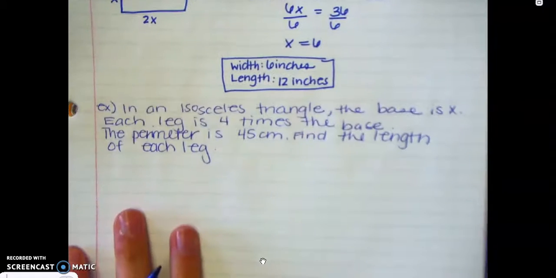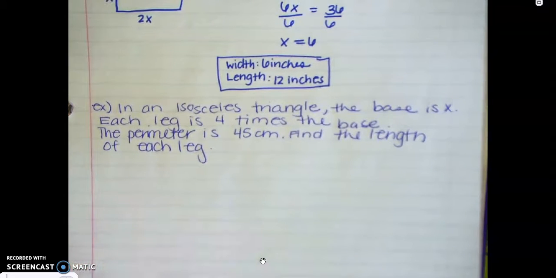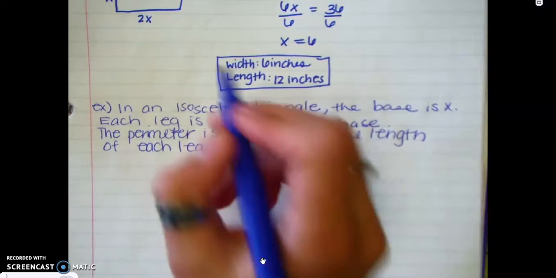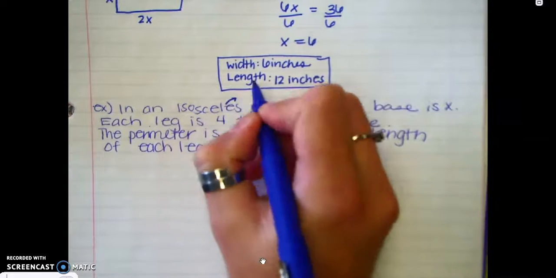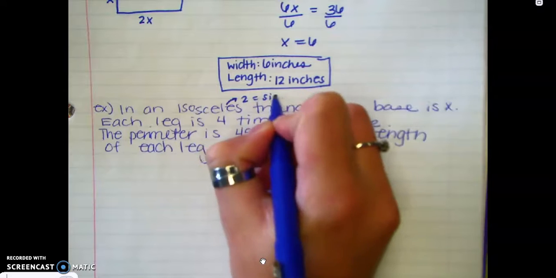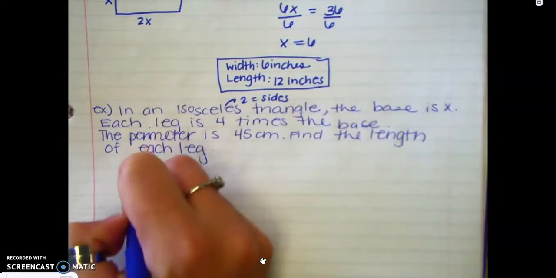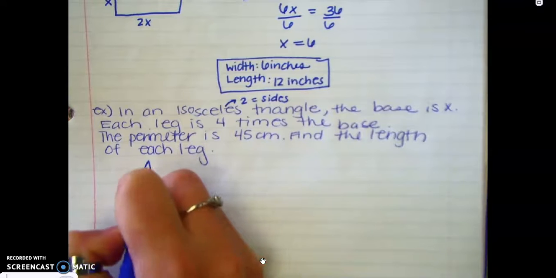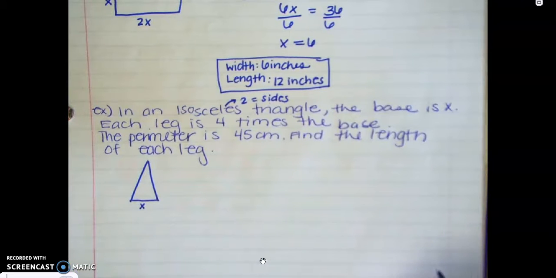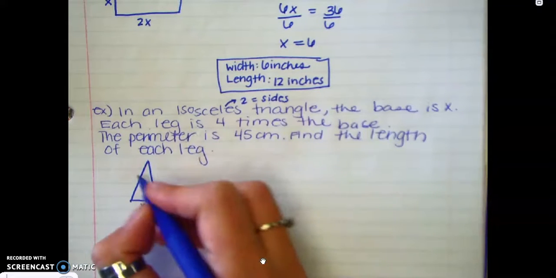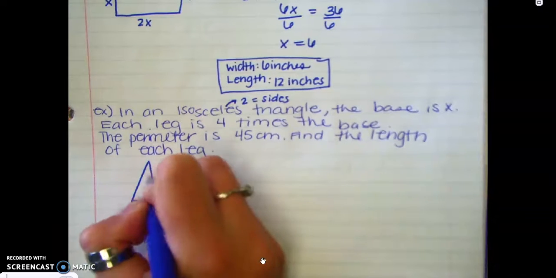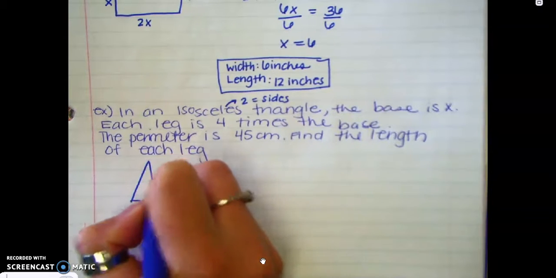All right, next example. In an isosceles triangle, the base is x. This is a nice one because it tells me the base is x. An isosceles triangle is a triangle with 2 equal sides, and if you didn't know that, you could look it up. I'm going to do my best to draw an isosceles triangle here. The base is x. Each leg, which is these two sides, is 4 times the base. So I know that these are equal, which means they both will be 4x.